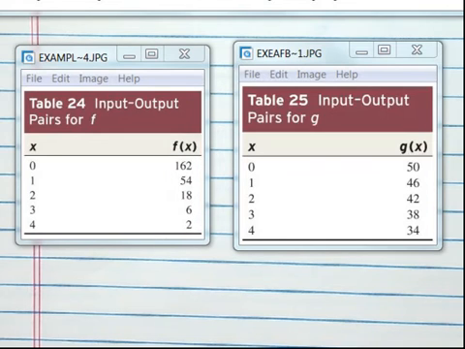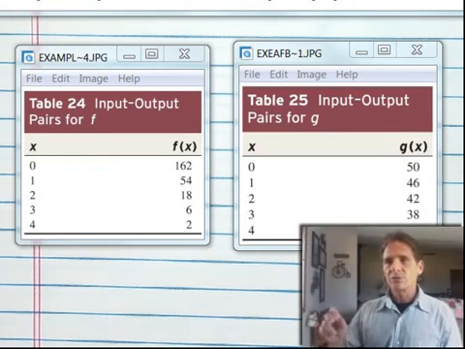With table 25, you go from 0 to 4, but notice each time the y value changes, it changes by decreasing by 4. Now that would be a linear function. Next, let's go ahead and find the equation for each table of values.